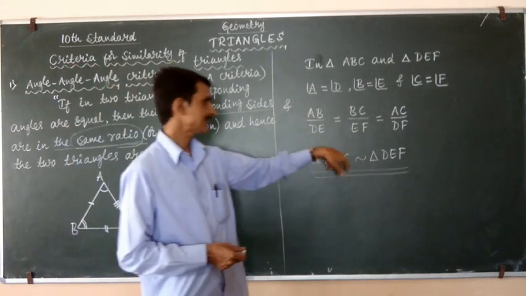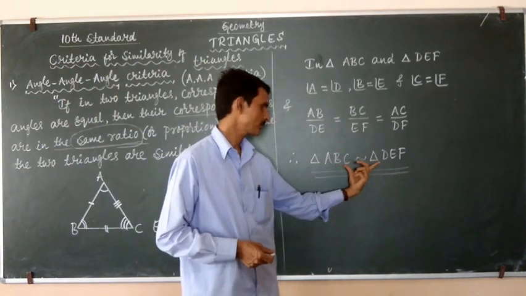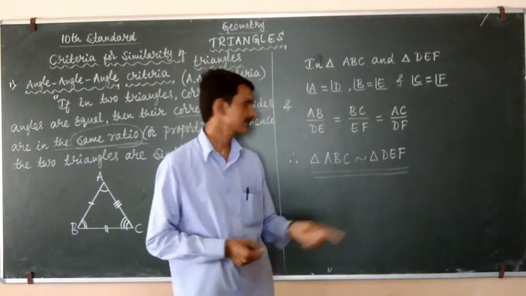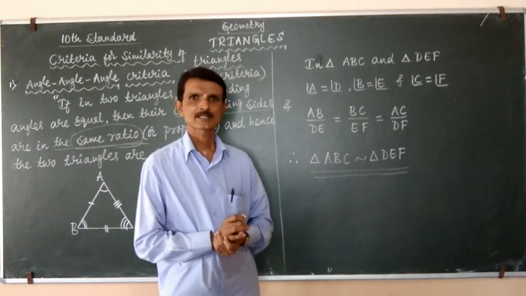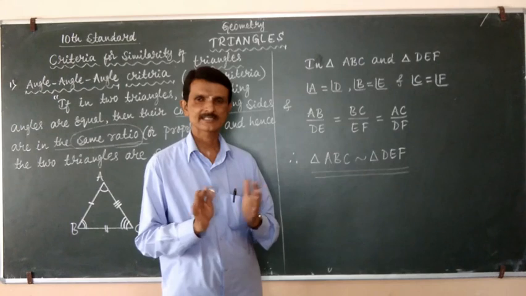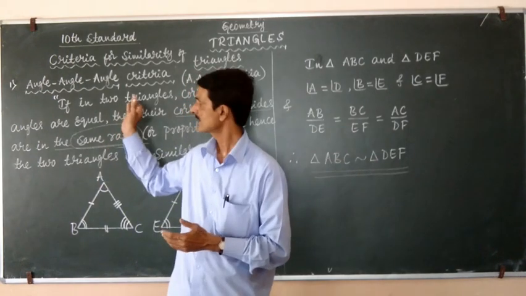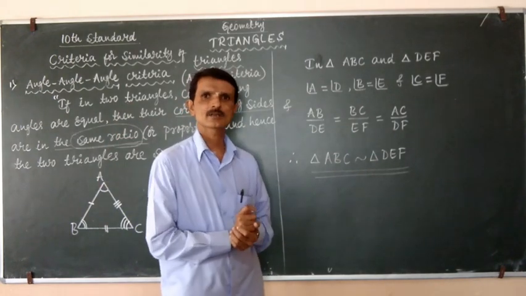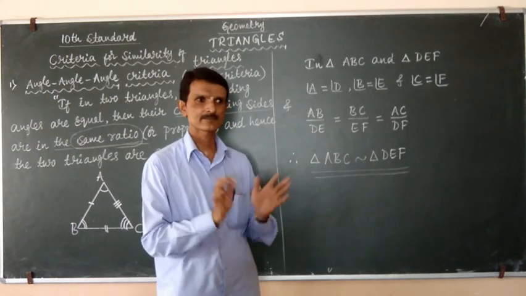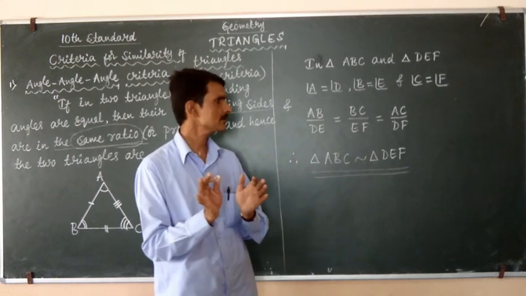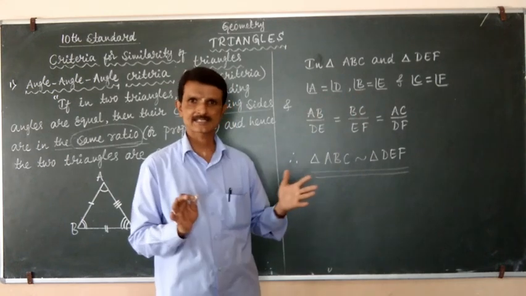So then we can say that those two triangles are similar. This is the symbol of similarity. I think you are clear about the angle-angle criteria for comparison of triangles. Simply, you have to compare the angles.